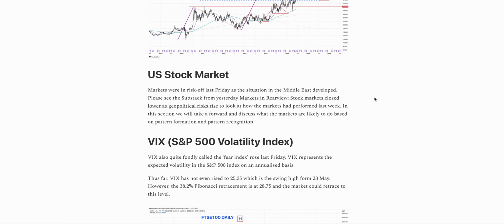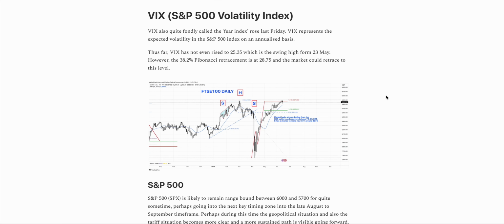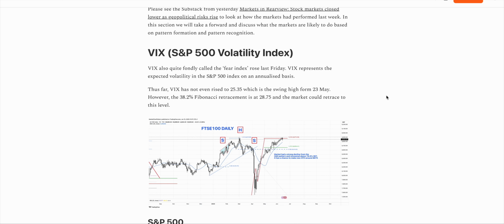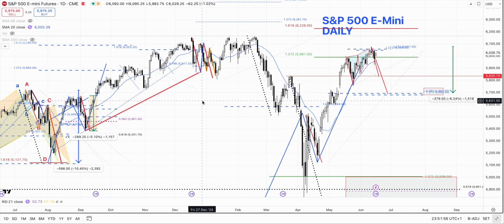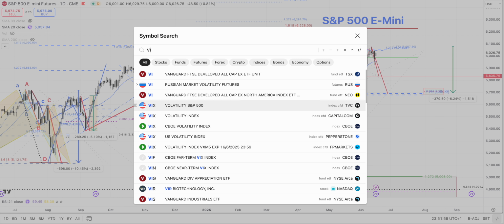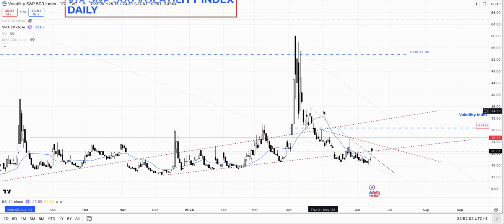Now let's move to the stock market. So let's take a look at the VIX index. I have not got the chart of VIX right here, so I'm just going to go to our charts and bring the chart of VIX right here.